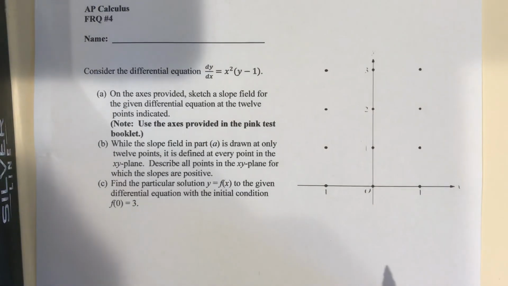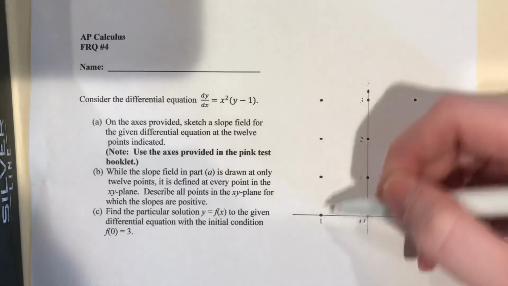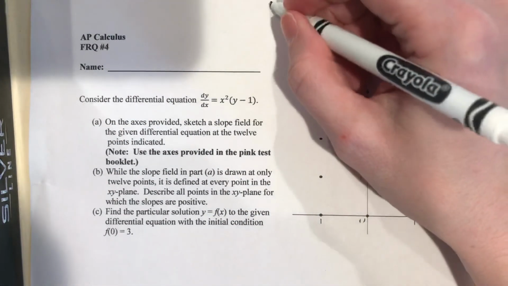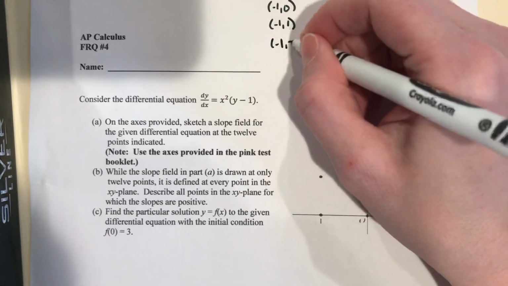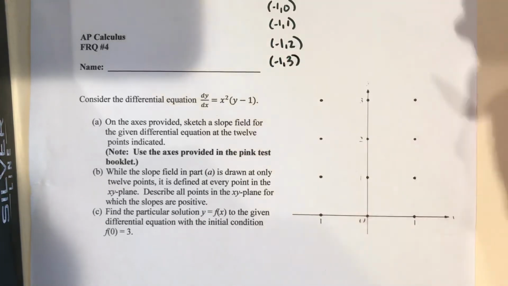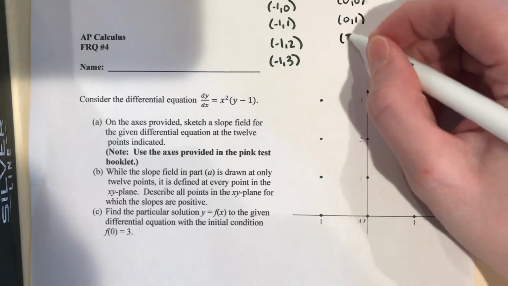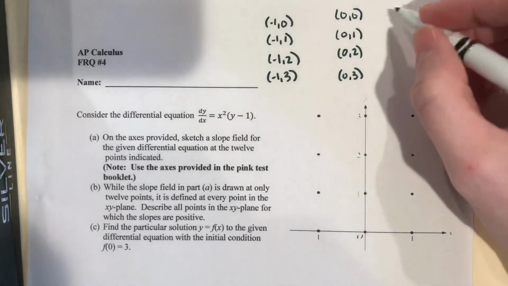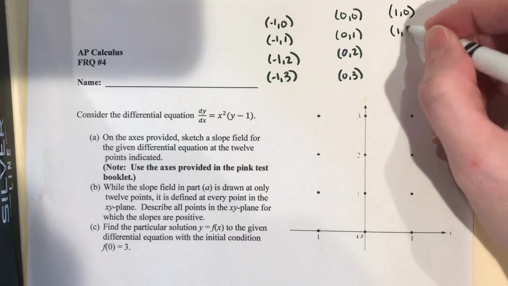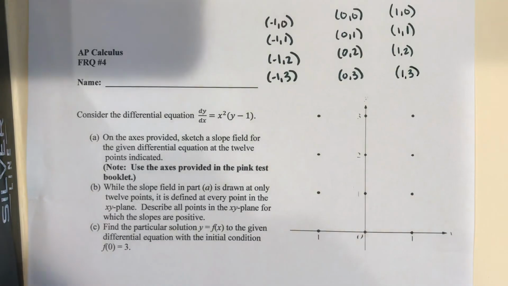If it helps to make a list, you can do that. I'm going to start in this first column: (-1, 0), (-1, 1), (-1, 2), (-1, 3). I'm just going to list them all. I've got (0, 0), (0, 1), (0, 2), (0, 3), and then (1, 0), (1, 1), (1, 2), and (1, 3). So I'm going to find the slope at each of those points and then sketch my slope field.